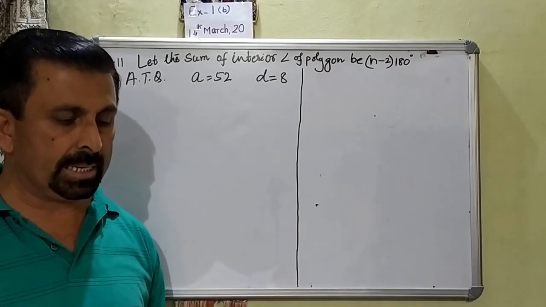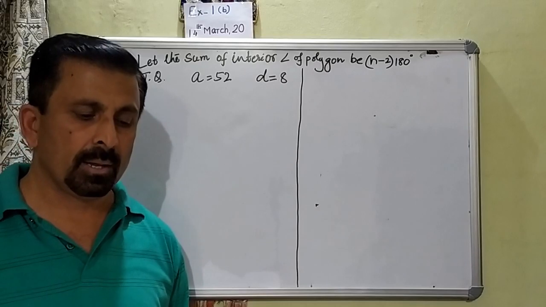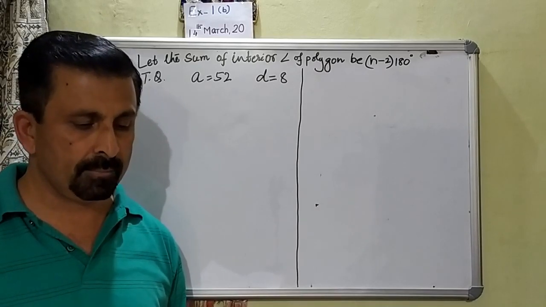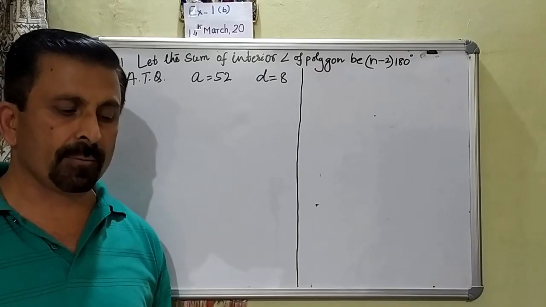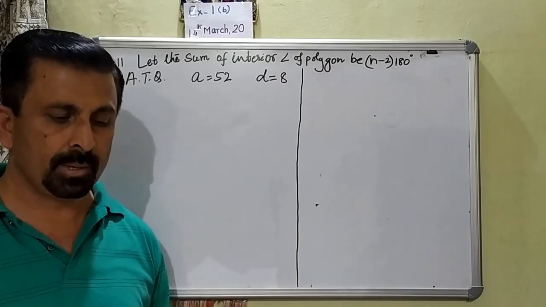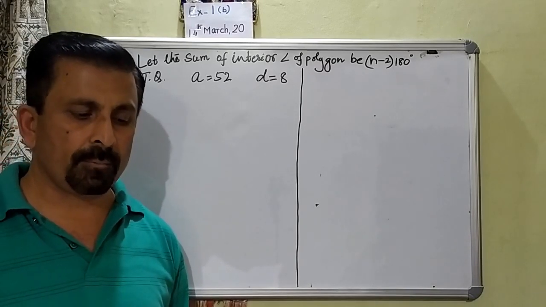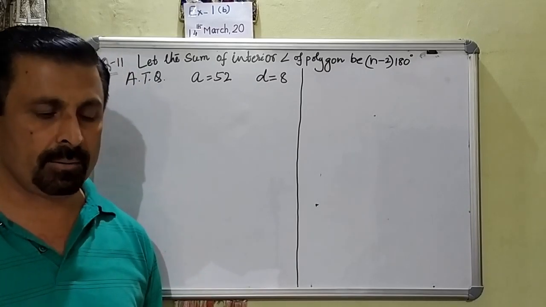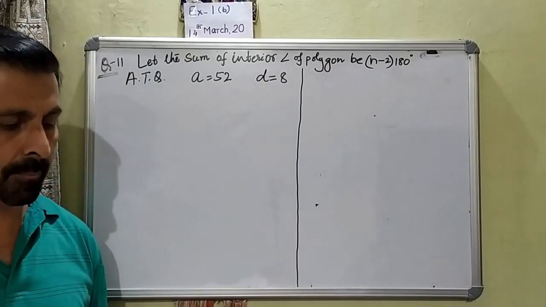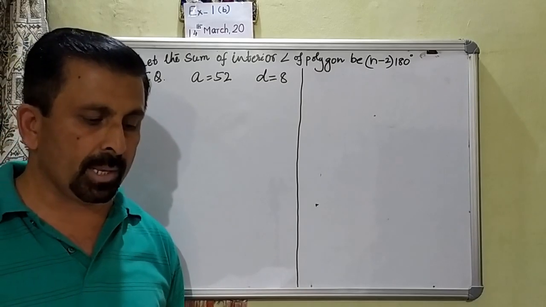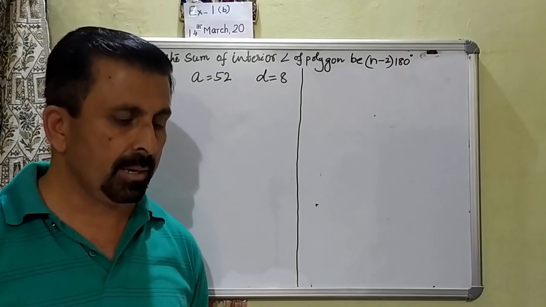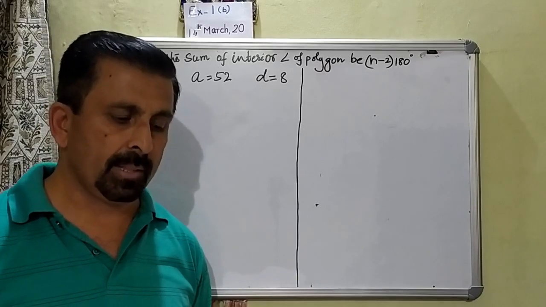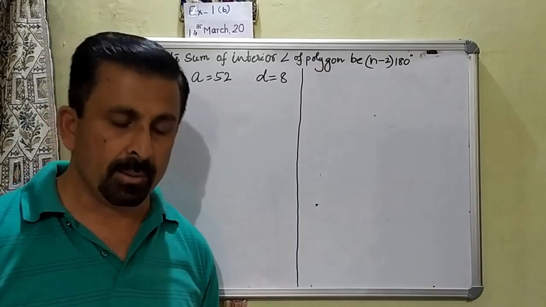The question is, the interior angles of a polygon are in arithmetic progression. The smallest angle is 52 degrees and the common difference is 8 degrees. Find the number of sides of the polygon. Now I will repeat the question again. The interior angles of a polygon are in arithmetic progression, the smallest angle is 52 degrees and the common difference is 8 degrees. Then find the number of sides of the polygon.